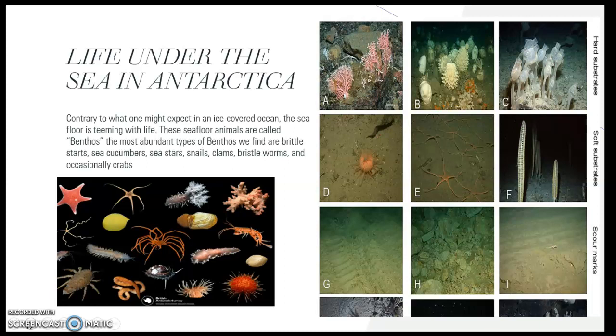Even though it's ice covered, the seafloor has a lot of animals or wildlife. These animals are called benthos. The most abundant type of benthos we find are brittle stars, sea cucumbers, sea stars, snails, clams, bristleworms, and occasionally crabs.